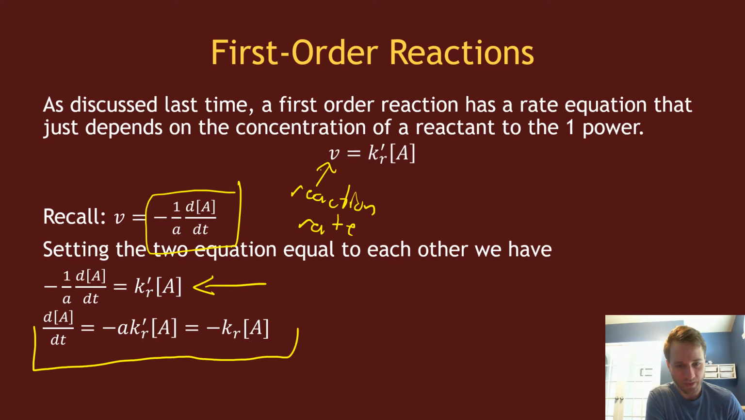Okay, and you can potentially write kr here, a, the stoichiometric coefficient, is just a constant, kr prime is just a constant, so I could call kr equal to a kr prime if you want, right? Okay, and so this is our differential equation.